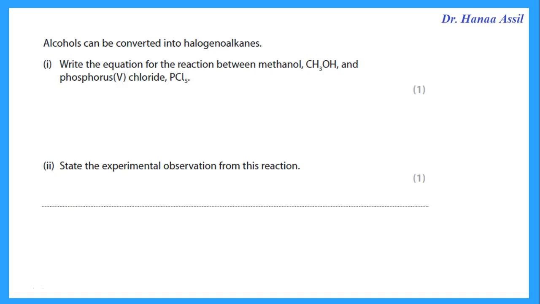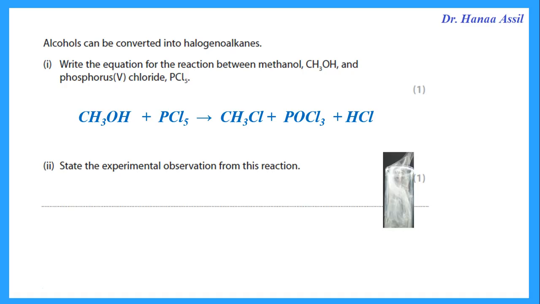Alcohols can be converted into halogenoalkanes. Write the equation for the reaction between methanol and phosphorus pentachloride. So if I want to change an alcohol to a chloroalkane, so I'm changing methanol to chloromethane, we can add PCl5. Please notice the other products. PCl5 with an alcohol will give the chloroalkane plus POCl3 plus hydrogen chloride gas. And of course, we said this hydrogen chloride gas is seen as steamy white fumes.